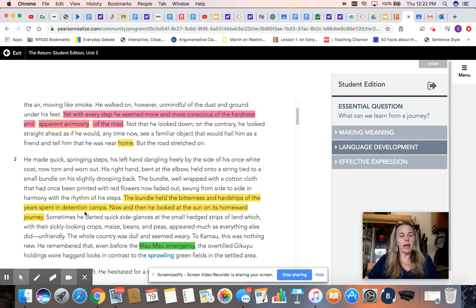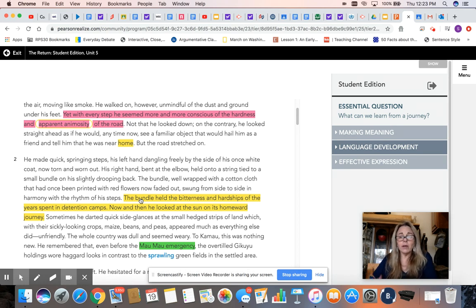Now and then he looked at the sun on its homeward journey. So again, he's carrying with him bitterness and hardship of the years spent. This is metaphorical. It represents all of the terrible parts of being in that detention camp. This would be something like emotional weight. When we carry around stress, it's heavy. It is almost like carrying another backpack. And so he's trying to express that here.